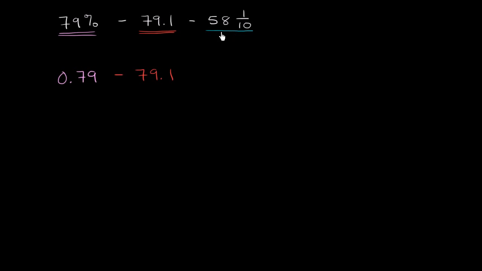Well, 1/10 is the same thing as 0.1, so you could view this as 58 and literally 1/10. So it's minus 58 and 1/10, or you could view this as 58.1. So now they're all in the same format. Let's actually do the computation.